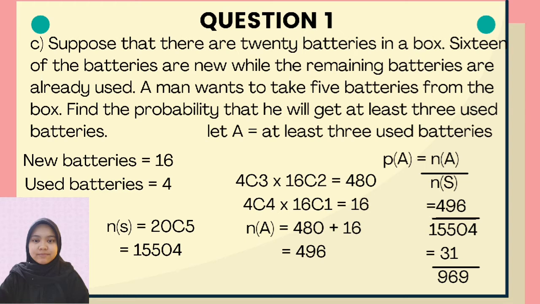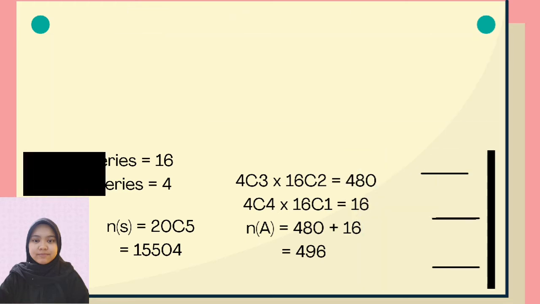Let A equal to at least 3 used batteries, so we can find n(A): 4C3 times 16C2, where 4 is already used and 16 is new, plus 4C4 times 16C1, because the question asks us to find at least 3 and the used batteries only have 4 batteries. So n(A) is equal to 496. Final step, we find the probability n(A) divided by n(S), which is equal to 31 over 969.